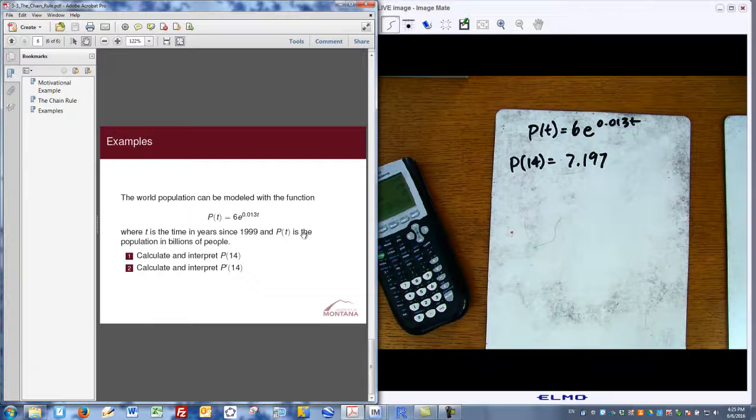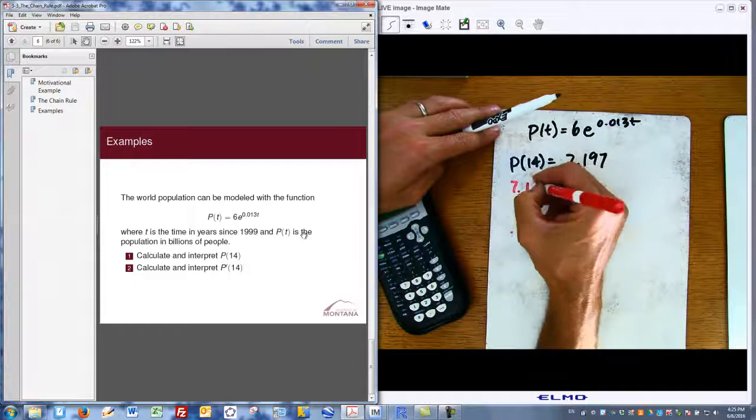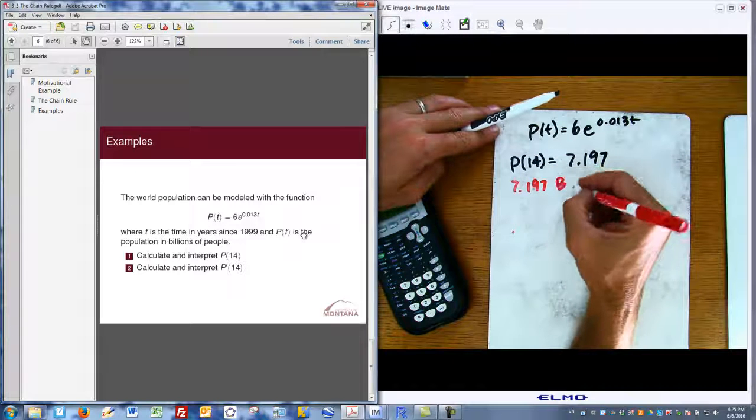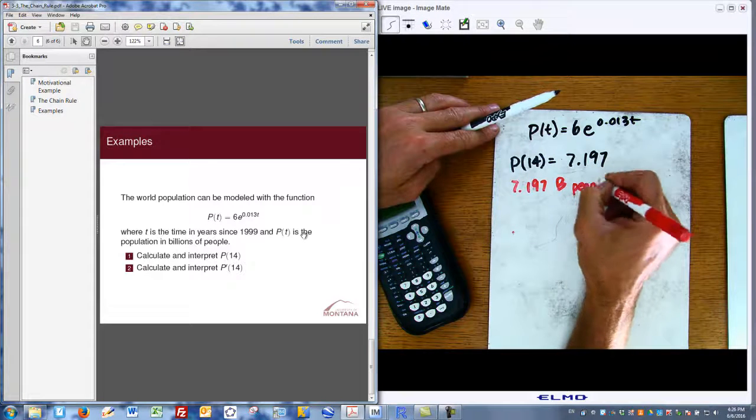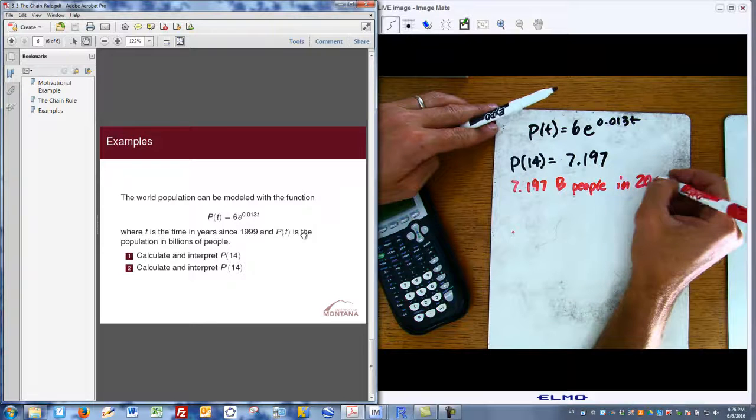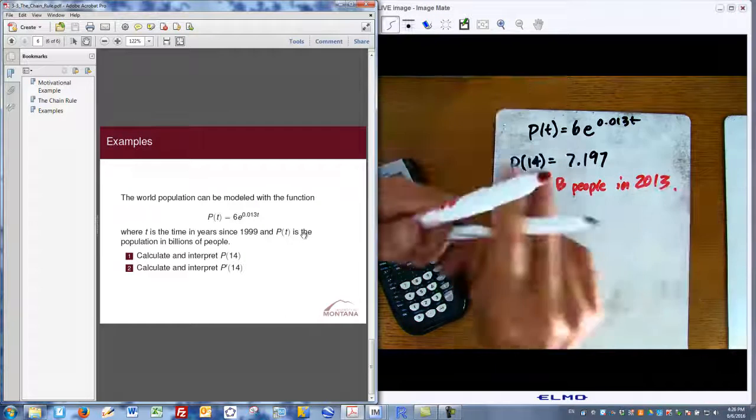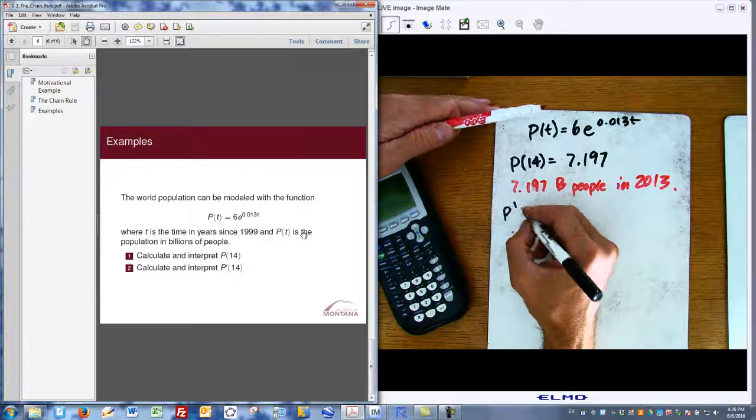Okay, so let's just talk about what that number is. P is the population in billions, 14 after 1999, so 1999 plus 14, 2013. Looks like that's the population in 2013 that the model predicts. So this would be 7.197 billion people in 2013.